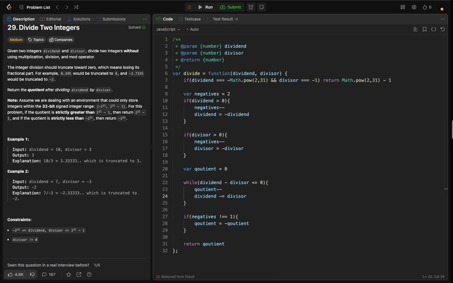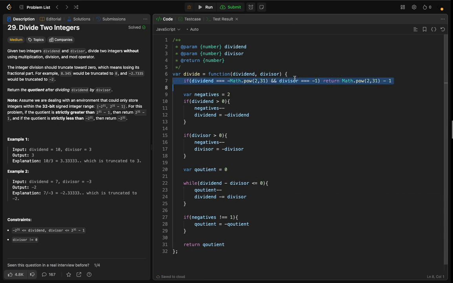Okay, so let's just try to describe what we have done here. So let's talk about this first step. So in this first step, we have the special case overflow. So the code checks if the dividend is equal to integer.minValue and divisor is equal to minus one. If this condition is true, it returns integer.maxValue to avoid integer overflow. In JavaScript, we use math.pow to represent the maximum 32 bit signed integer.